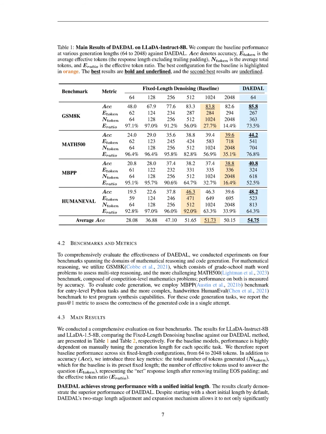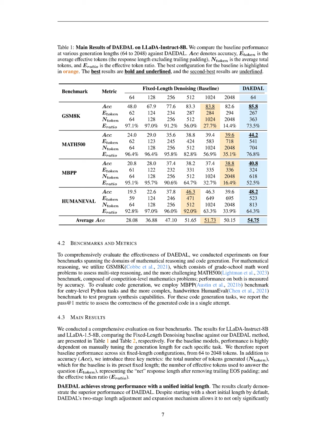The experimental validation process for DAEDAL involved comprehensive evaluations across 4 benchmarks: GSM 8K for grade school math word problems, Math 500 for competition-level mathematics, MBPP for entry-level Python tasks, and Human Eval for program synthesis capabilities. Performance on GSM 8K and Math 500 was measured by accuracy, while for code generation tasks, the pass-at-1 metric was used to assess the correctness of the generated code in a single attempt.